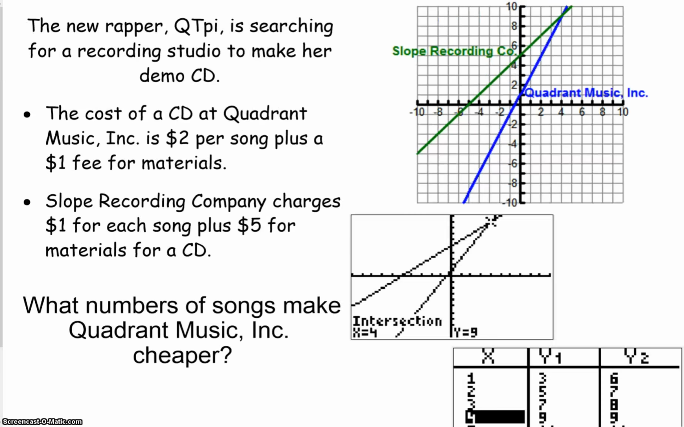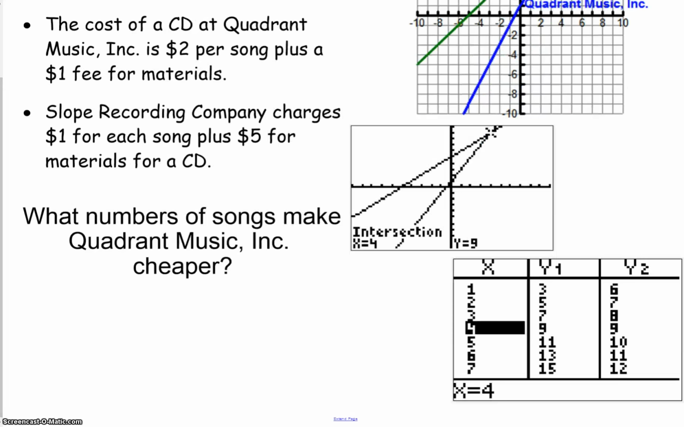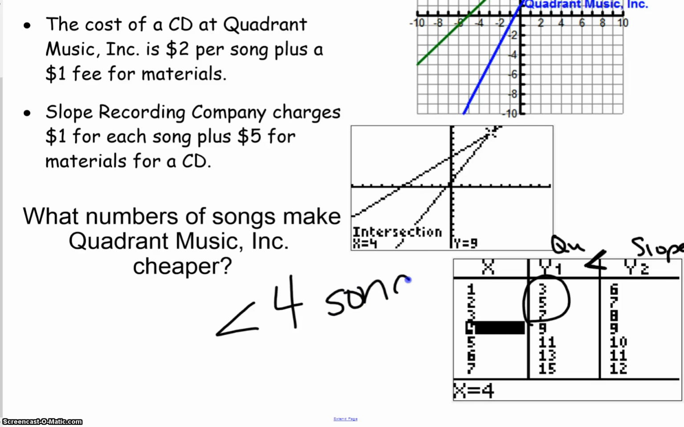Number 4 says, what numbers of songs make Quadrant Music Incorporated cheaper? That means Quadrant is right here, and this is Slope when we enter it in the calculator. You're looking for where this is less than this one right here. And the answer will be right here. So your answer for number 4 is less than 4 songs. That is when Quadrant Music Incorporated will be cheaper.